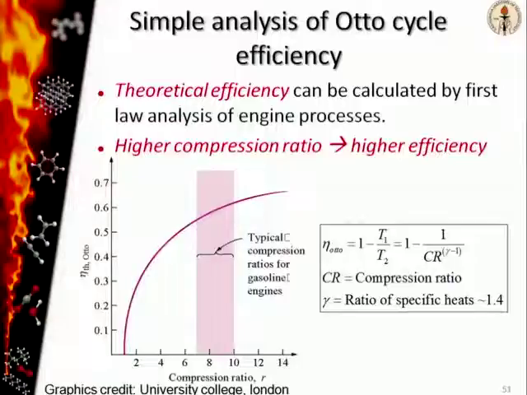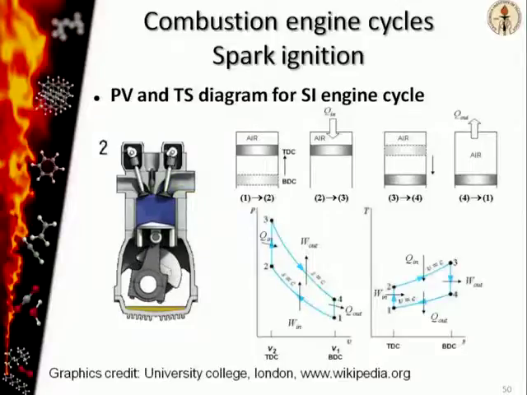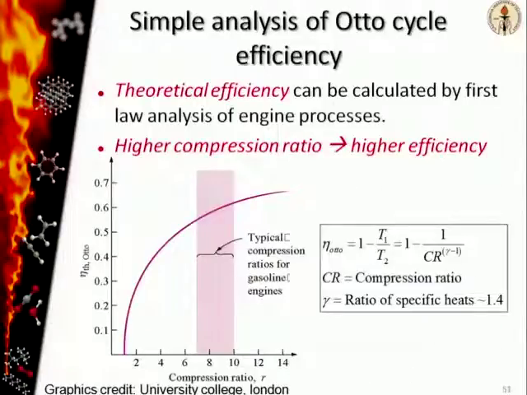So the efficiency of the Otto cycle is given as 1 minus 1 over CR raised to gamma minus 1, where CR is the compression ratio. The compression ratio is the ratio of the volume before the start of compression to the volume at the end of compression. You can see from this expression that any increase in the compression ratio will allow you to increase the theoretical efficiency of the cycle.